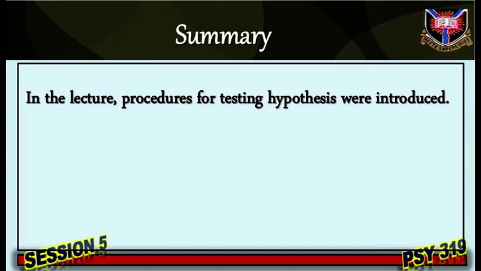Summary. In this study section, procedures for testing hypotheses were introduced. Two types of hypotheses were stated, which are the null hypothesis and the alternative hypothesis. Furthermore, under the alternative hypothesis that states that there is a relationship between variables, there are directional and non-directional hypotheses. Finally, the level at which a stated null hypothesis can be rejected or accepted was discussed to be the 0.05 level of significance. This is the end of study section 5.